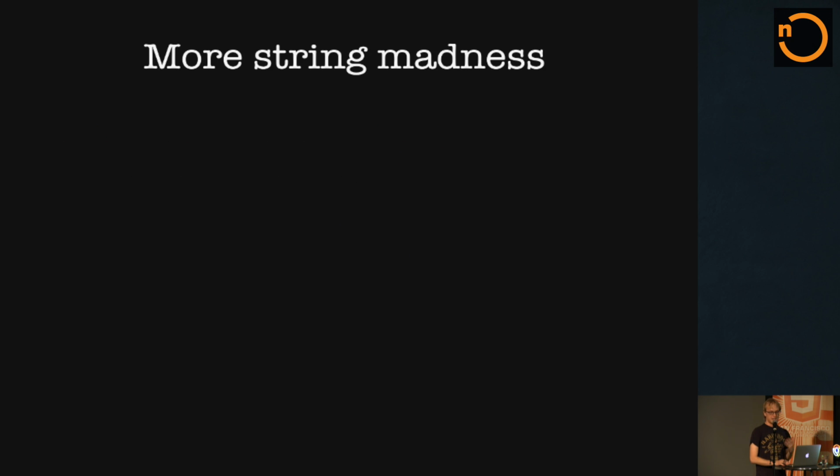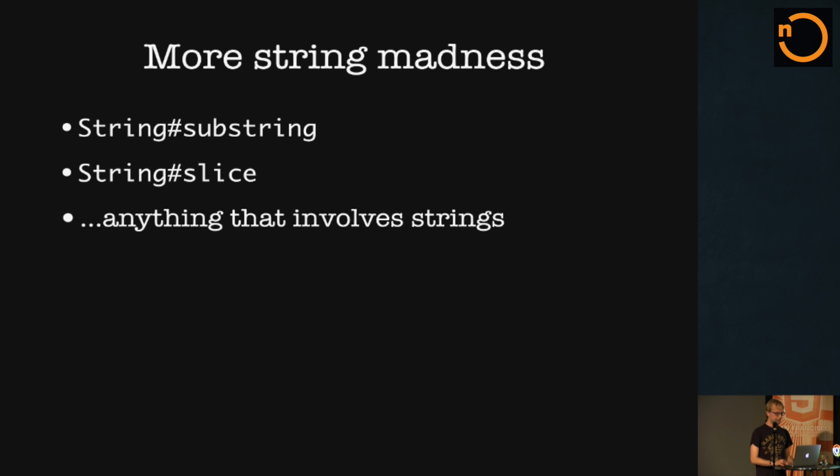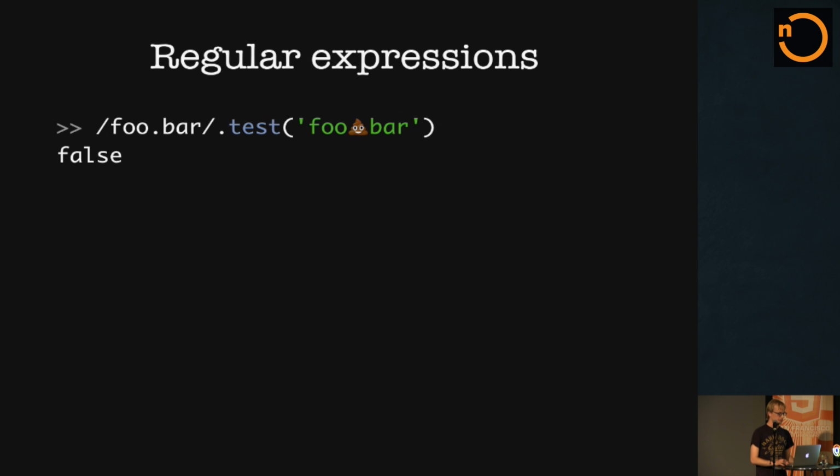Now, I didn't mention all the string methods one by one, but string.prototype.substring or slice or basically anything else involving strings in JavaScript has similar issues, so look out when you're using them. Now, another fun thing to think about is regular expressions. For example, the dot operator in a regular expression only matches a single character, but because JavaScript considers surrogate halves to be separate characters, it would never match an astral symbol.